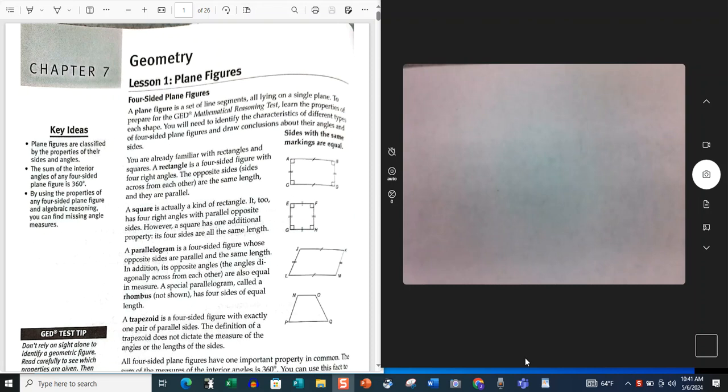Hello, class. We're about to start Chapter 7, Lesson 1. This is the last chapter of the mathematics portion of the GED test. So, we have Lesson 1, Plane Figures.